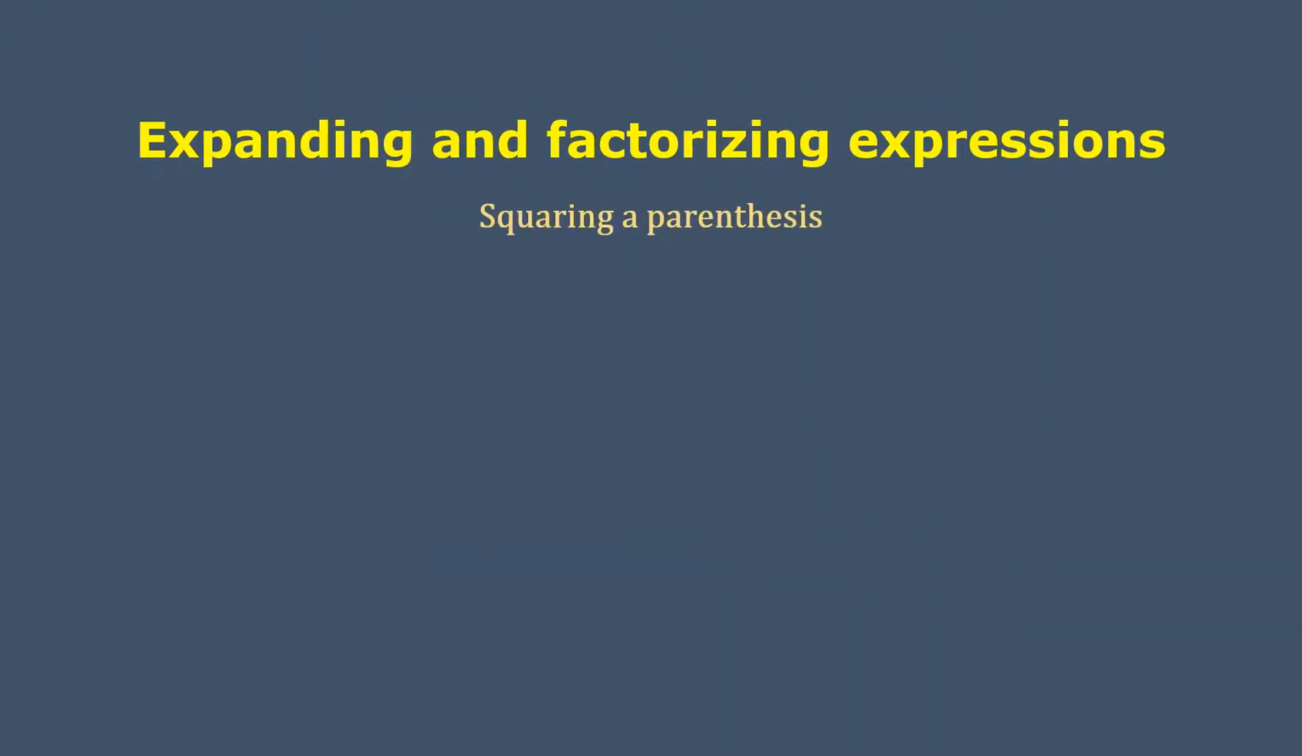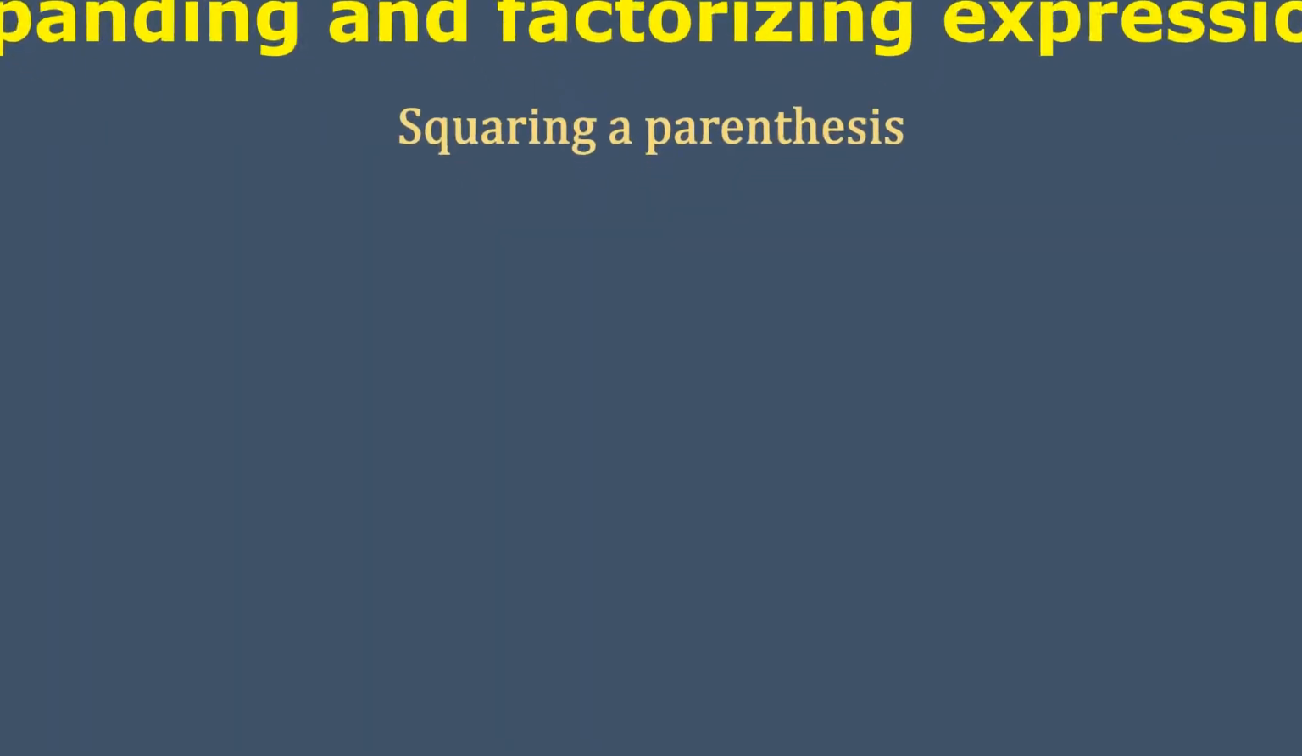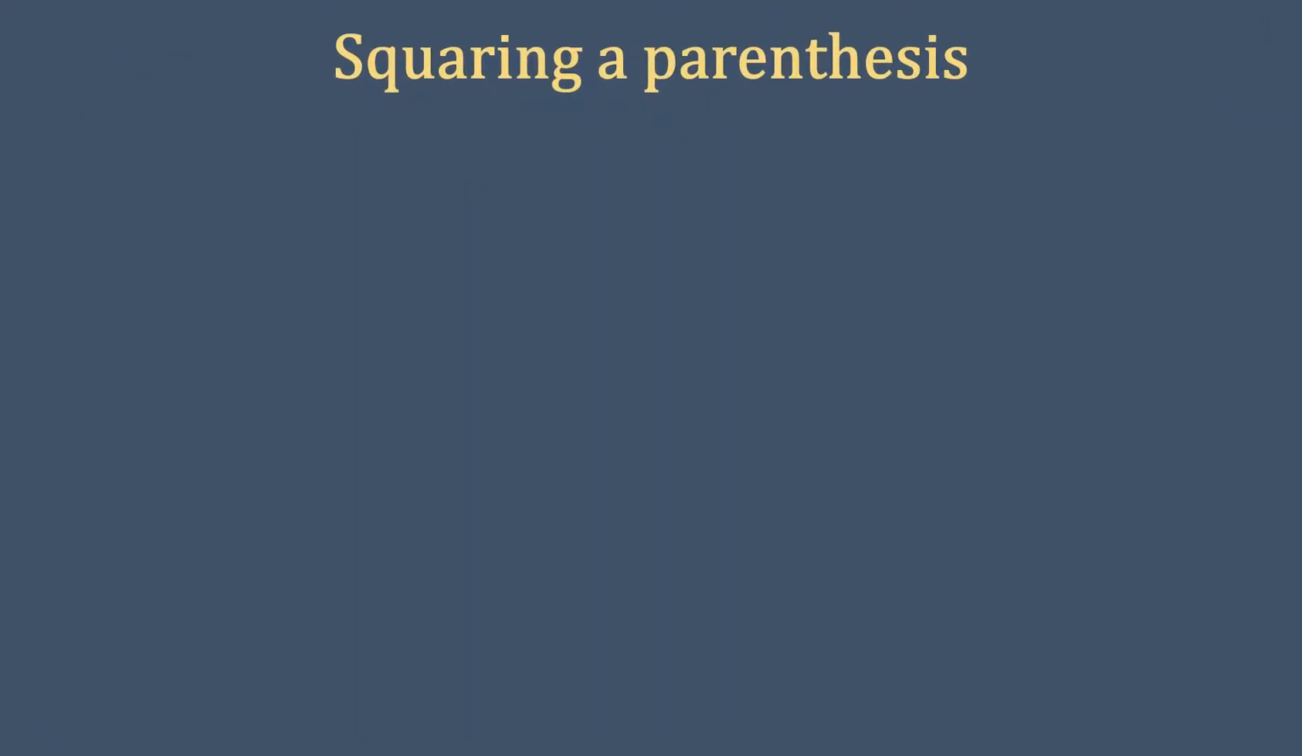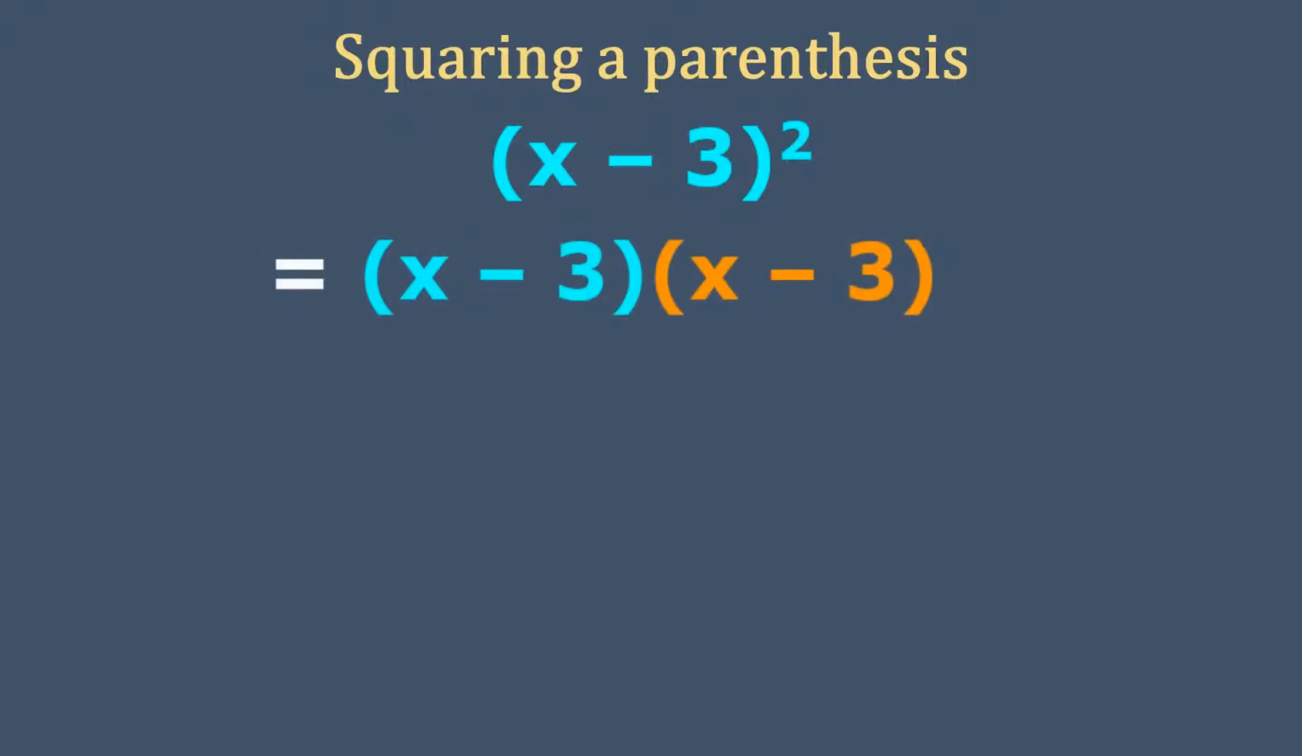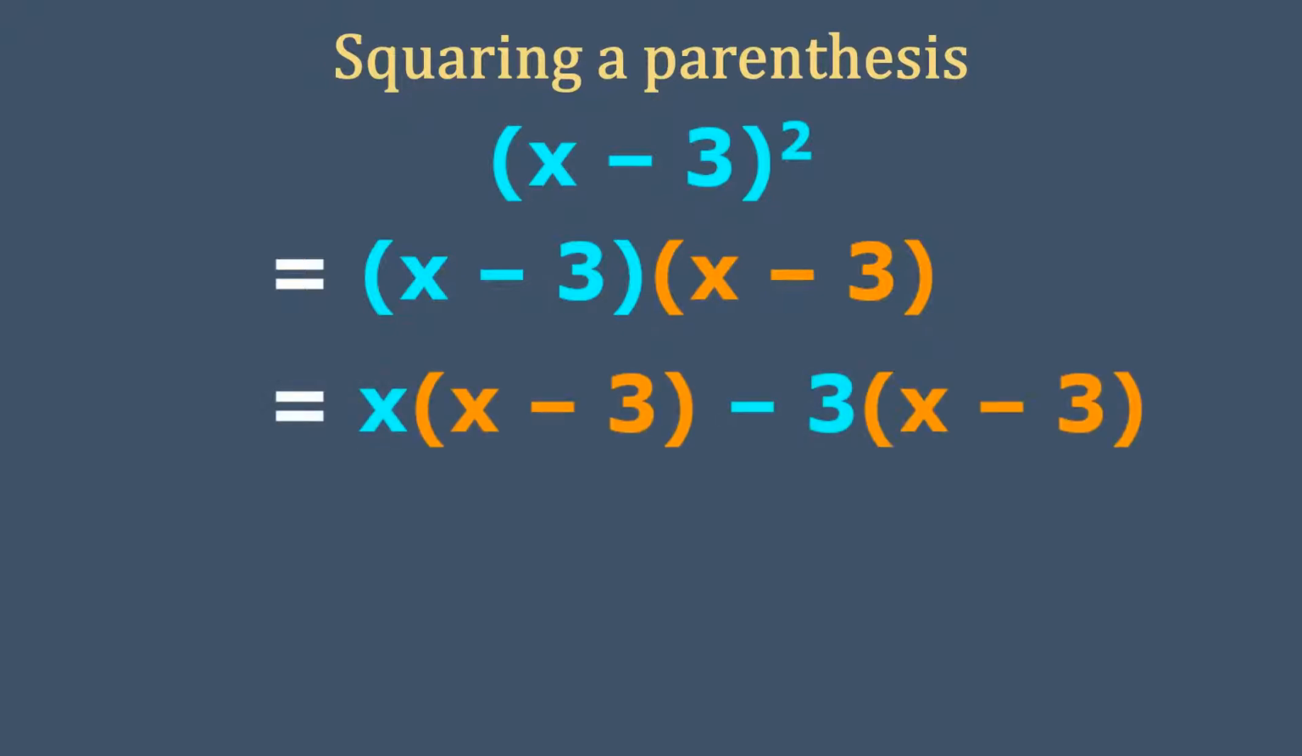Squaring a parenthesis. Squaring a parenthesis simply means multiplying a parenthesis by itself. Write it out as two parentheses next to each other, and then multiply it to expand, as discussed earlier in this video. To expand a squared parenthesis, first write the expression out as two parentheses next to each other. Here, x minus 3 squared is written as x minus 3 times x minus 3. Split the first parenthesis into its terms, and multiply the second parenthesis by each term in turn.